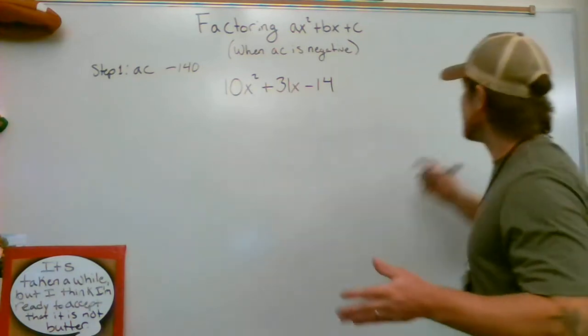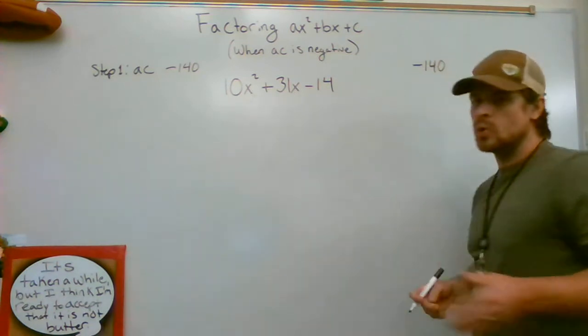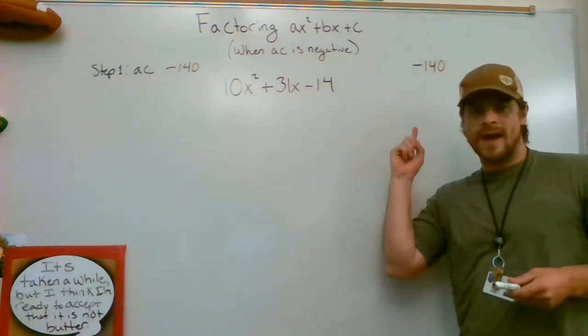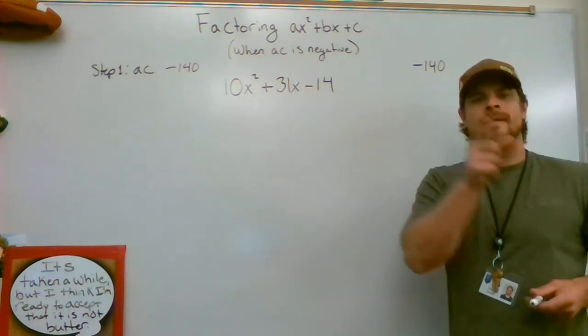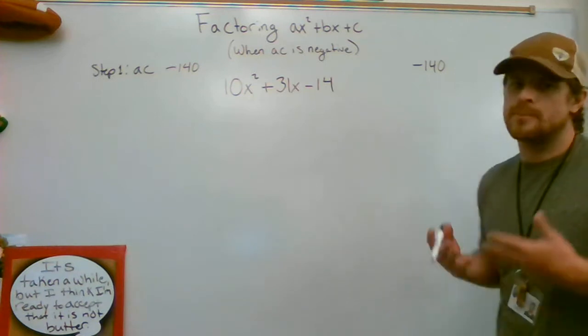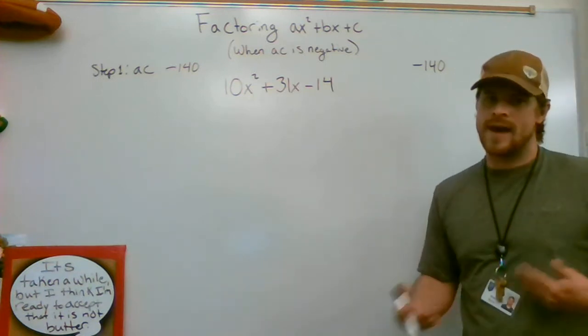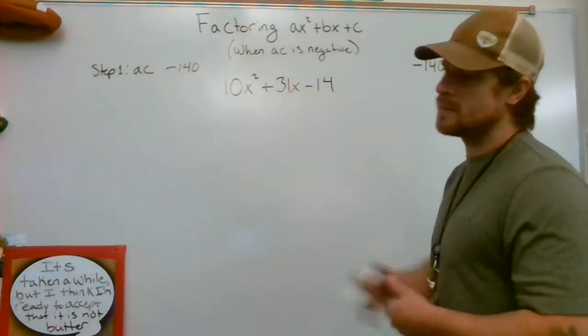Now we need to find all of our factors of negative 140, which means the only way to factor that out is to have one of the values be positive, and the other value has to be a negative. So we have to list them all out. And 140 is a pretty large number, meaning there's quite a few factors that go along with it. Take your time through this process and make sure you hit them all.